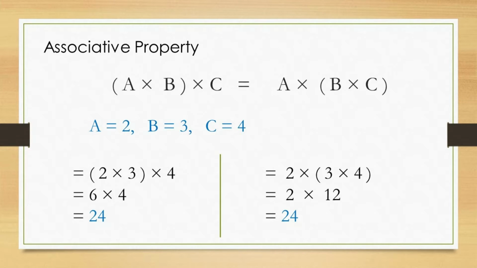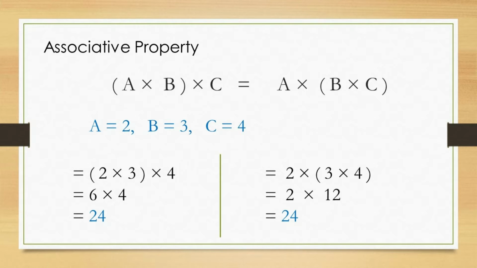First of all, let us see how the associative property works in multiplication. Here, let us take A as 2, and B as 3, and C as 4. Then, let us apply the value of A, B, and C to the left hand of the expression. The operation stated inside the bracket should be prioritized. 2 times 3 is equal to 6. 6 times 4 is equal to 24. Thus, the result of the left hand is 24.